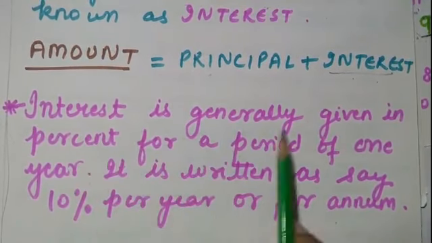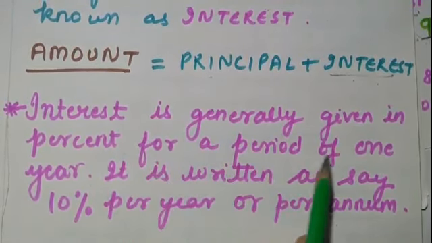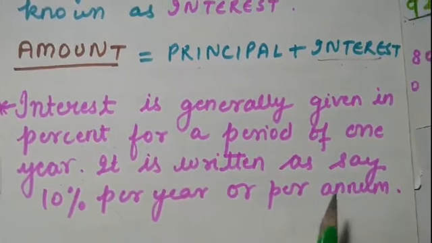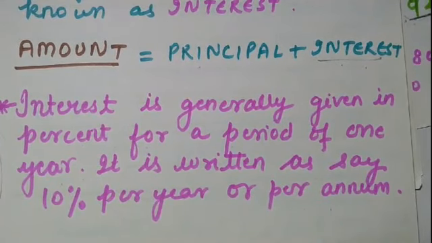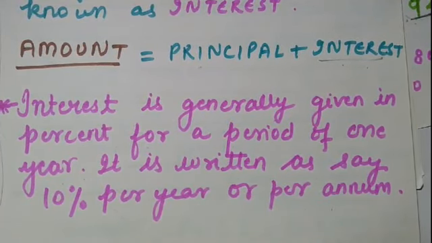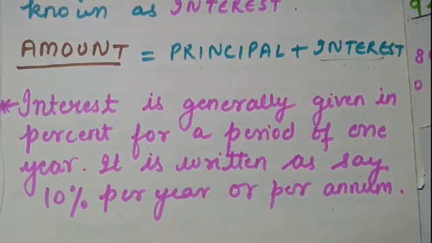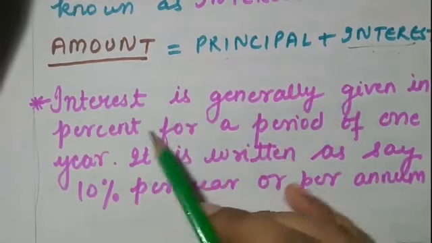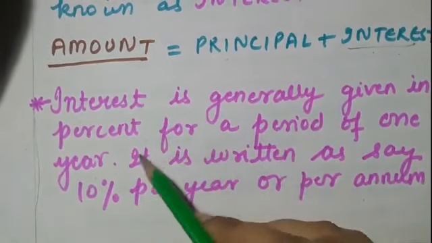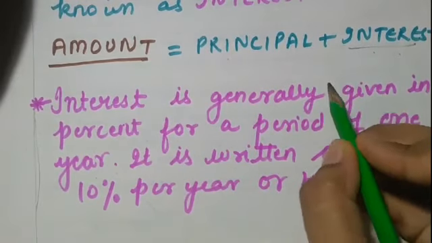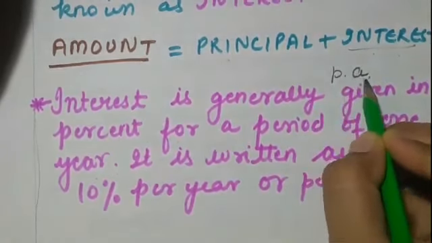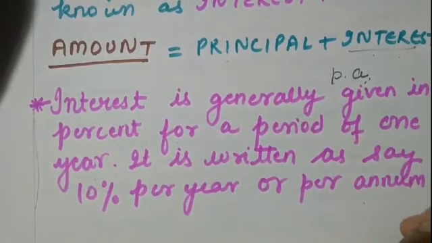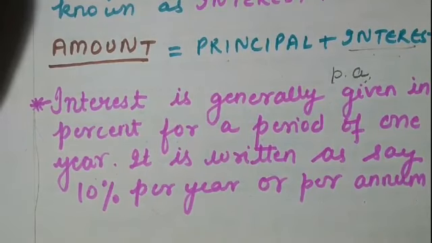So interest is generally given in percent for a period of 1 year. Suppose somewhere it is written 10% per annum. It means the interest is rupees 10 out of 100 per year. Simply, this statement means interest is generally given in percent for a period of 1 year. Here, per annum means per year. So interest is always given for a period of 1 year. This is written in this statement.